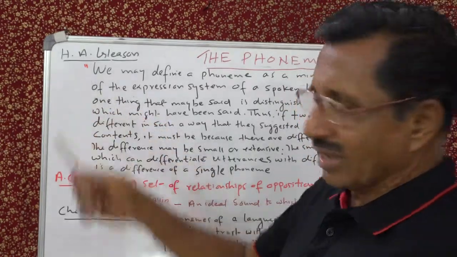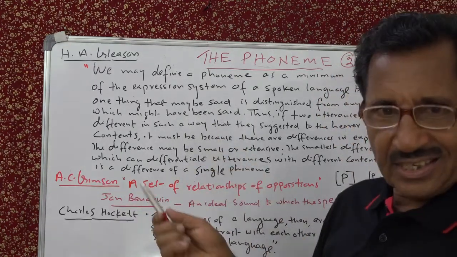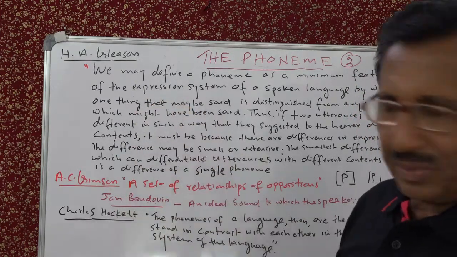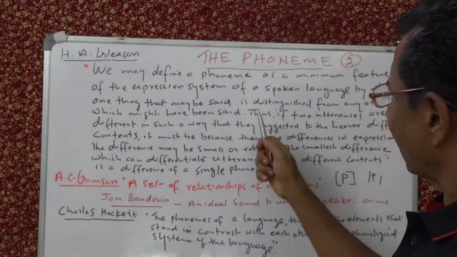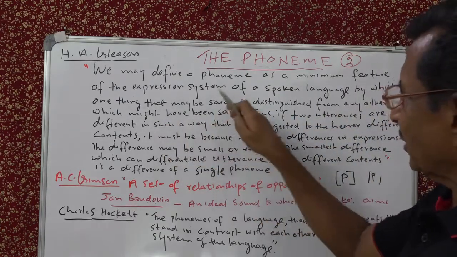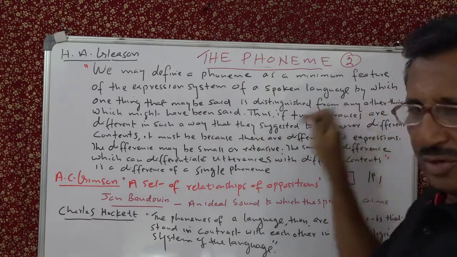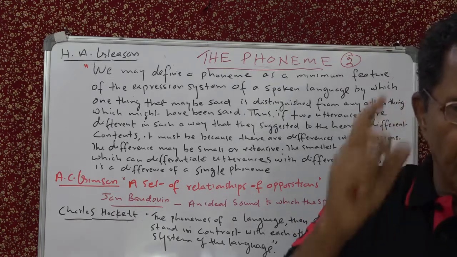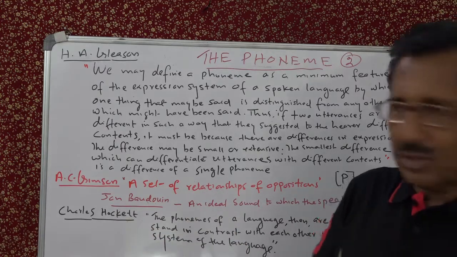As you read, you can write down. If it is not clear, in the sense that you cannot see it, then you can write this down as I read it out. We may define a phoneme as a minimum feature of the expression system of a spoken language. So Gleason especially gives stress on the spoken language. These are part of the expression system of the spoken language.